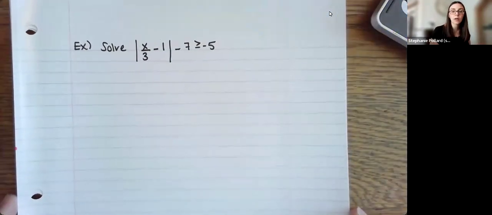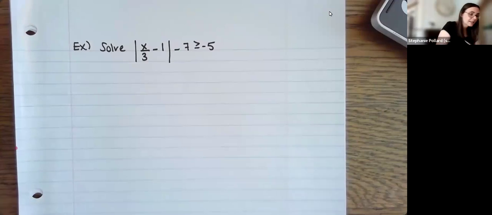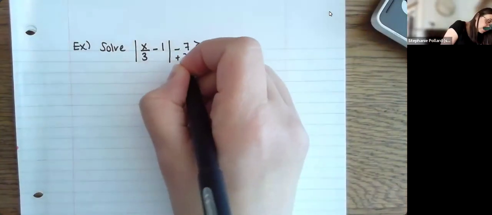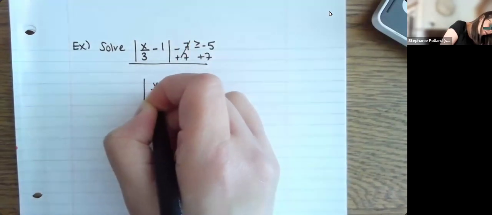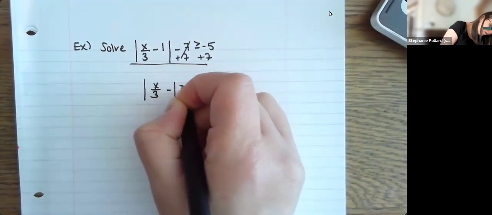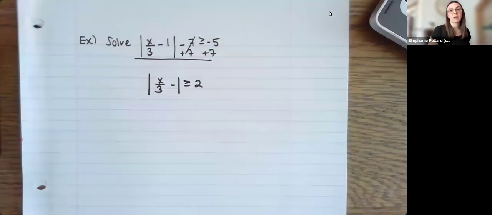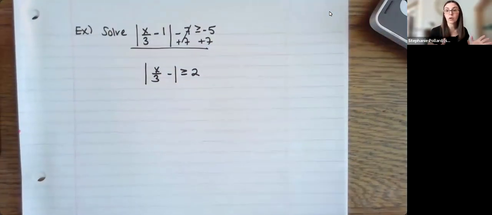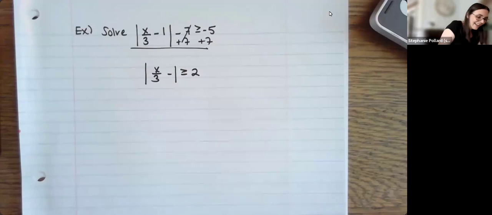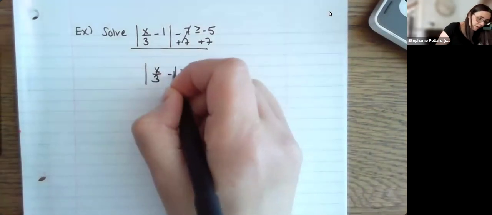All right, let's do one more here. Again, I'm going to start by adding 7 to both sides. So don't make any decisions until you've isolated your absolute value. And once I isolate it, I see that my right side is now positive. So it's going to work as it should. Got my 1 there. There we go.